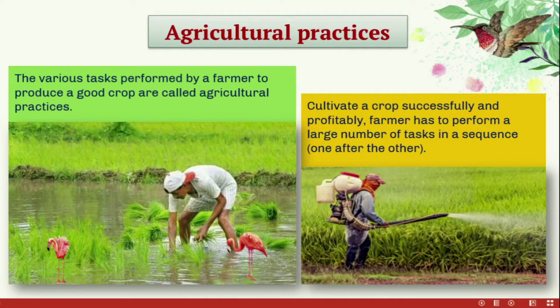Look at the picture. The farmer is planting the paddy seedlings, and here the same farmer is spraying fertilizer on the crops. Likewise, a farmer has to do some activities one after another when he is involved in agricultural work or cultivating the crops.